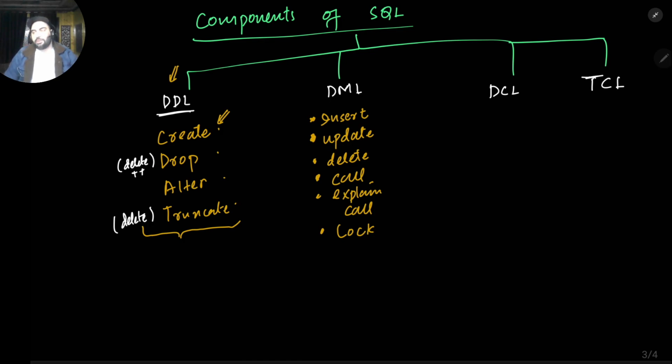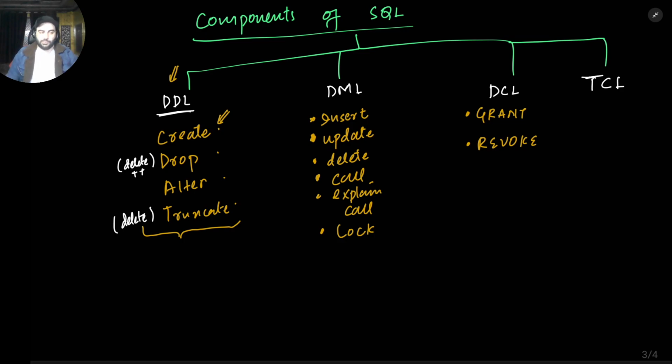Basically, control means you are giving control, or authorizations, to other people. So there are only two things that you can do: you can either grant or revoke. Grant means you are giving some access to some user or other people. Revoke means you are taking back the access. These are the only two things that you can do in this data control language.